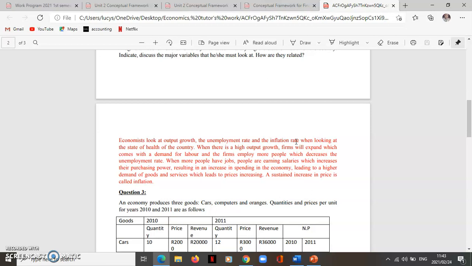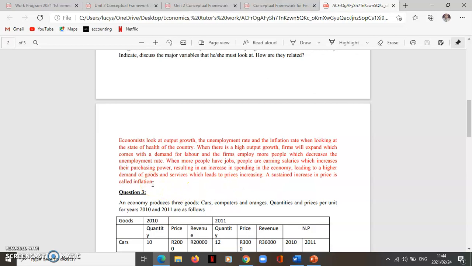So an economist needs to look at output growth, the unemployment rate, and the inflation rate when looking at the state of health of the country. When there is high output growth, firms will expand, which comes with a demand for labor, and the firms employ more people, which decreases the unemployment rate. When more people have jobs, people are earning salaries, which increases the purchasing power, resulting in an increase in spending in the economy, leading to a higher demand for goods and services, which leads to prices increasing. A sustained increase in price is called inflation.